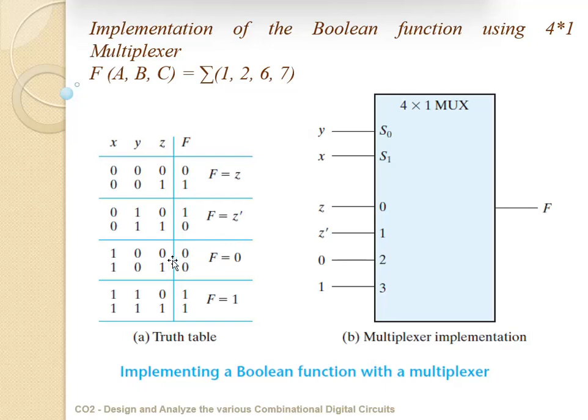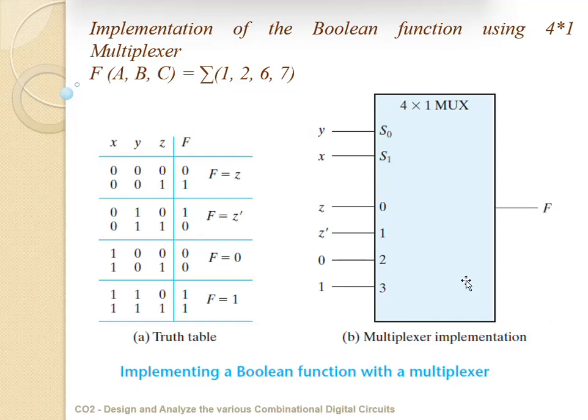Next, Z is equal to 0, F is equal to 0. Z is equal to 1, F is equal to 0, which means irrespective of the input, the function remains as 0. So I2 is equal to 0. Then Z is equal to 0, F is equal to 1, and Z is equal to 1, F is equal to 1. Irrespective of the input, the function is equal to 1, and I3 is equal to 1.